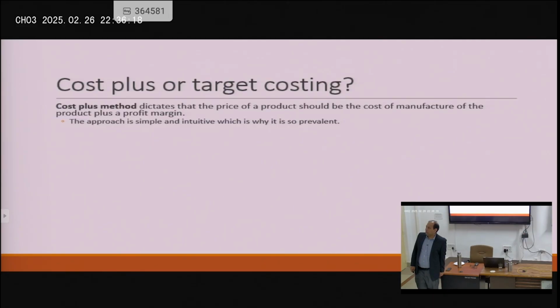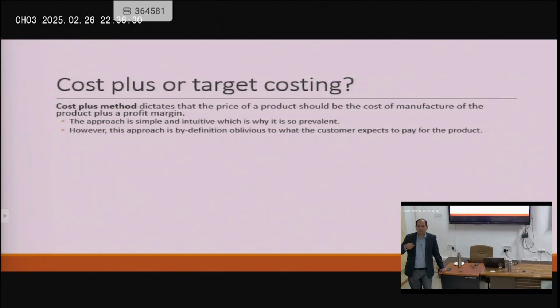The approach is simple and intuitive, which is why it is so prevalent. It's so simple, it's straightforward, makes perfect sense, except it doesn't, right? So the problem with this is that it's oblivious to what the customers want. This whole lecture so far has been about voice of the customer. What does the customer want? What do they want you to sell them? What is it they would buy? What's going to make you the most money? You didn't care about that. You just sat in your office and you said, this is how much it cost me, so I'm going to sell it for this plus 35% or whatever your markup is. Oblivious to what the end user wants or is willing to pay.